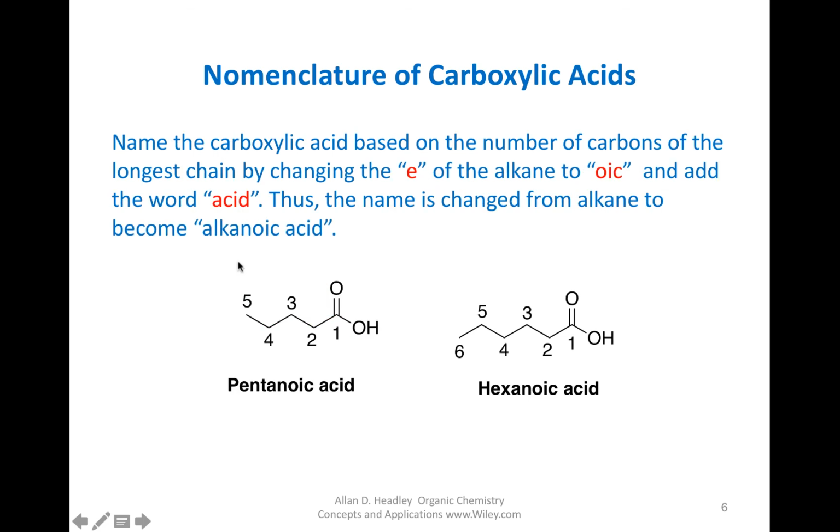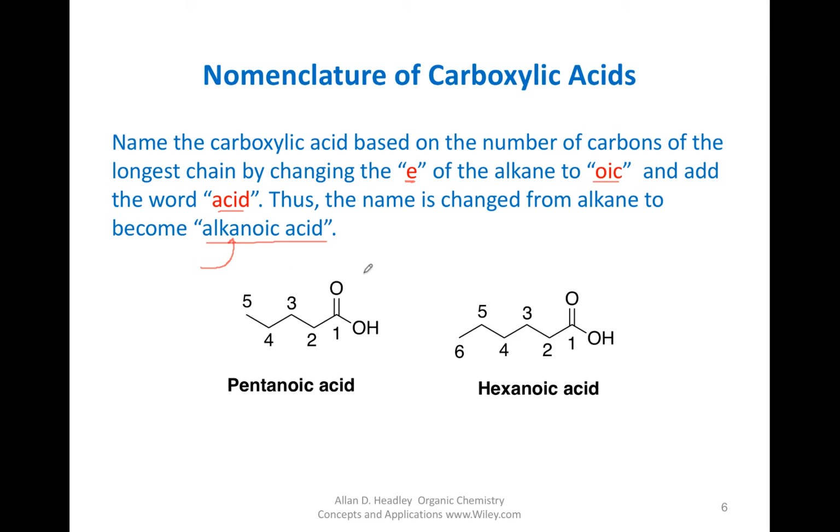So let's see how we modify that name to get a carboxylic acid. For the alkane, you change the E to oic and add the word acid. So the final name is an alkanoic acid. One thing I should point out here though, based on what we've seen before, here's an A. So right away, you know that if you have an unsaturated carboxylic acid, that A can be changed to an E to indicate the presence of unsaturation, but we'll get there.